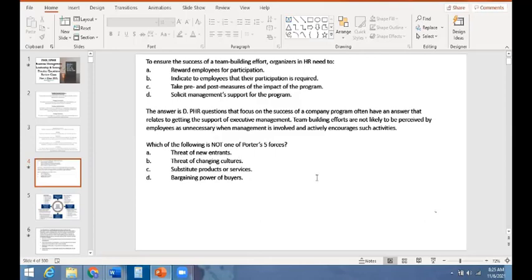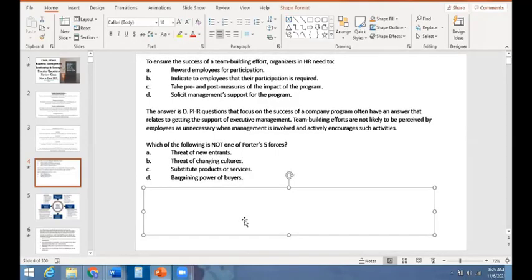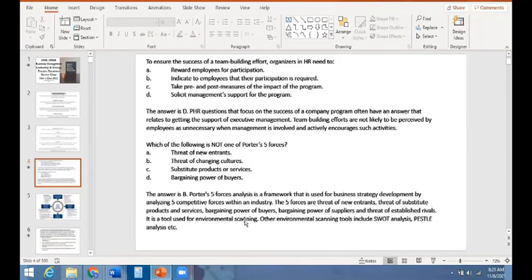All right. So which of the following is not one of Porter's 5 forces? And it's B, the threat of changing cultures. The next slide talks about Porter's 5 forces. Michael Porter had 5 forces that have to do with environmental scanning. It's an environmental scanning tool.